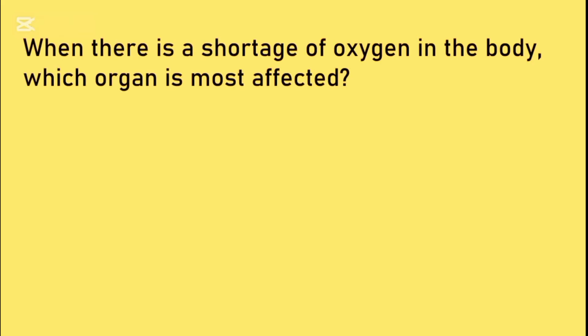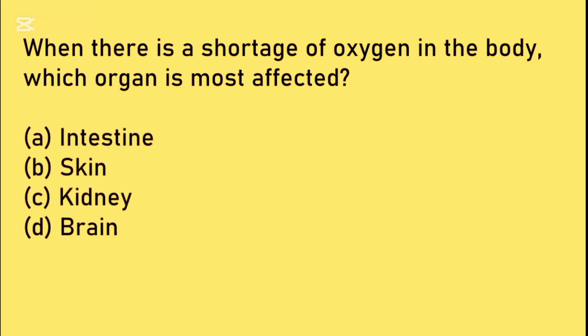When there is shortage of oxygen in the body, which organ is most affected? Intestine, skin, kidney, brain. Correct answer is D. Brain.